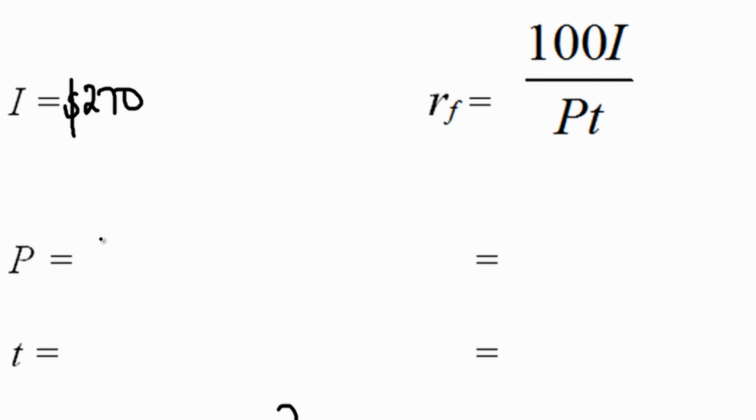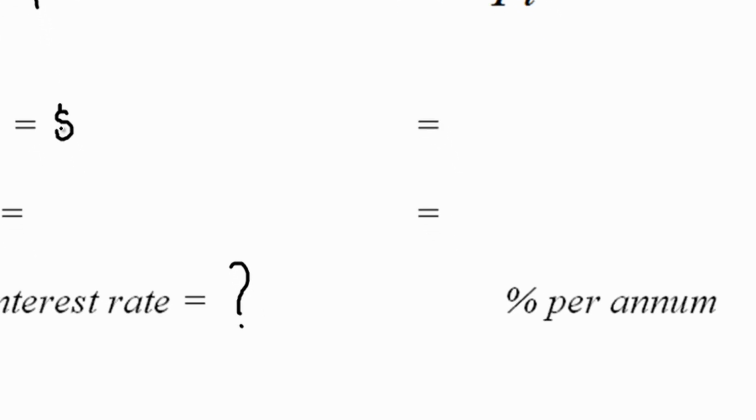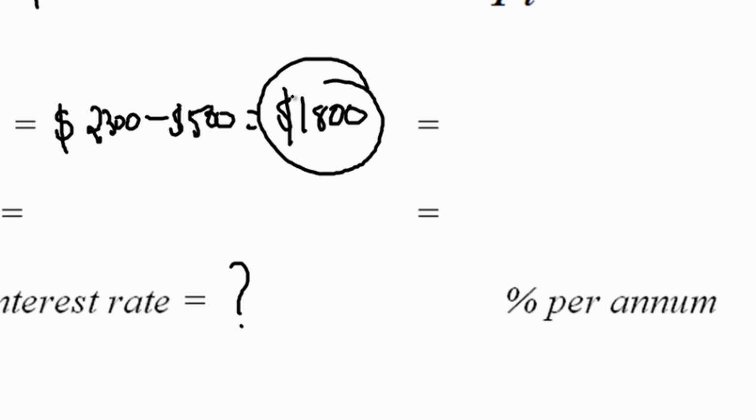P, the principal, which is $2,300 minus the deposit. And he paid a deposit of $500. So the principal is $1,800. Time. He has to pay this off, it says, in 6 monthly repayments. So time is 6 months, or 6 divided by 12, half a year.